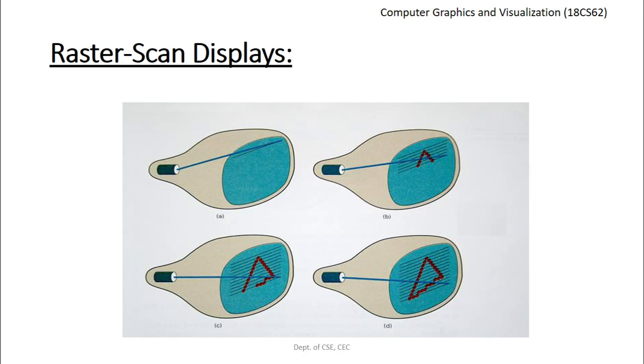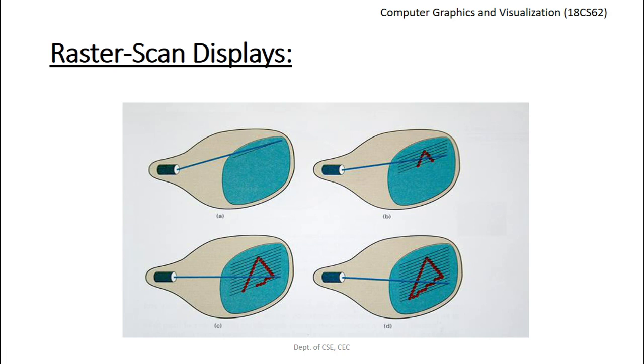This scanning process is called refreshing. The scanning of the electron beam and turning on or off its intensity from left to right, top to bottom, we call refreshing. Each complete scanning of a screen is normally called one frame. So one complete scan of the screen from top to bottom, left to right, we call one frame.